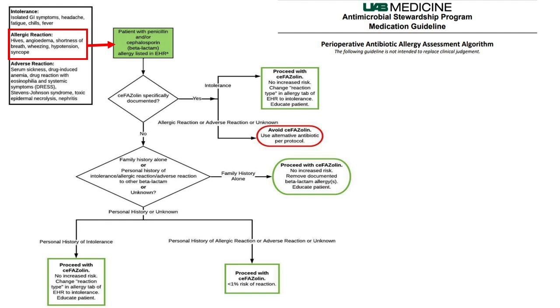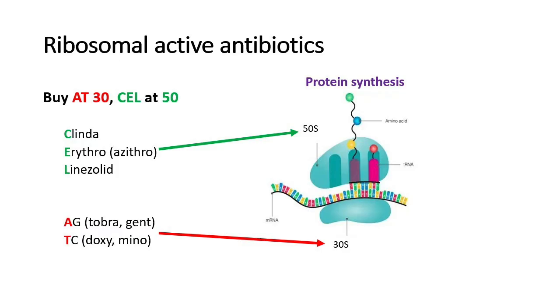So this is the perioperative antibiotic allergy algorithm, UAB's protocol. And you see if someone has an allergic reaction to any penicillin or cephalosporin, as long as it's not to cefazolin, essentially all these boxes lead to proceed with cefazolin, unless you specifically have a history documented to cefazolin. So as an institution, they have endorsed this thought that there is no cross-reactivity, and I feel like that gives us some backing to do the same thing.